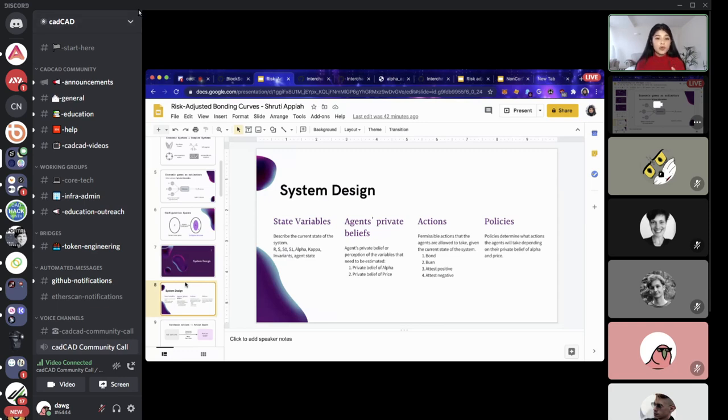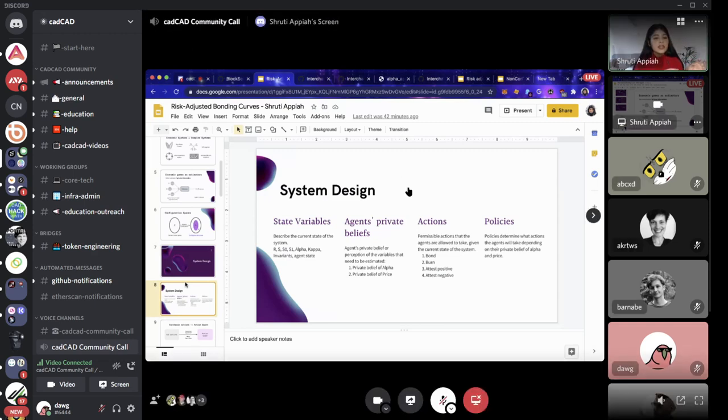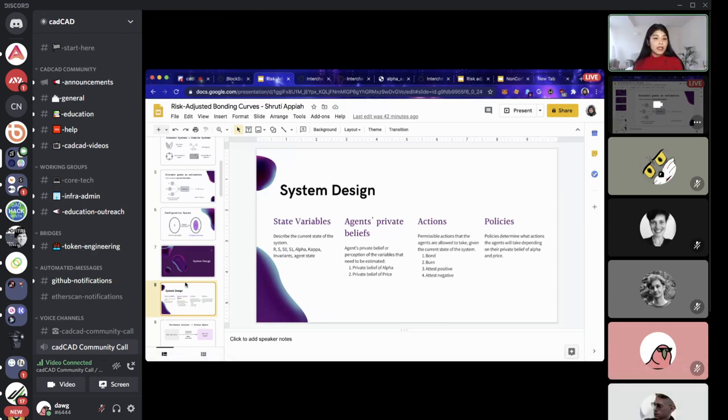And then we have agents' private beliefs. So essentially, these private beliefs are the inputs to the system. These are what we need to be estimating to arrive at the system level state variables such as alpha and kappa. So the private belief of alpha will feed into an agent action, and then it will turn into the system level alpha. So there are several agents, they will all have different private beliefs, and then those will feed into estimating our system level state variables. And those are arrived at by taking actions, and the way the actions are taken are determined by the policies.